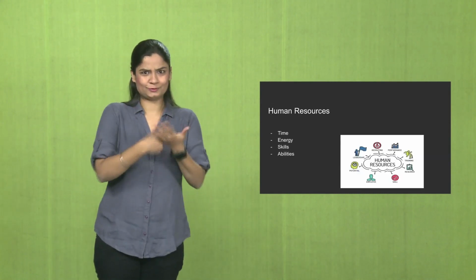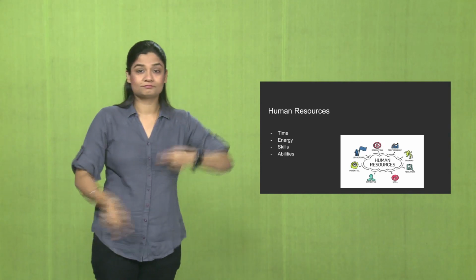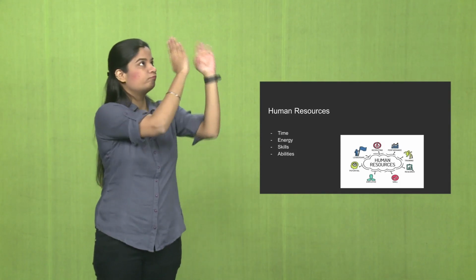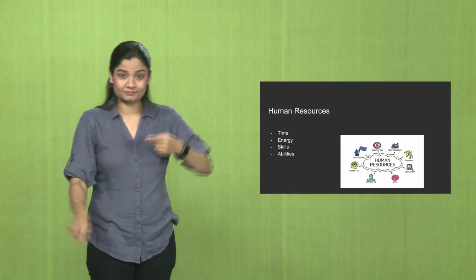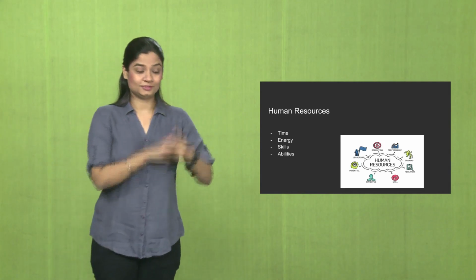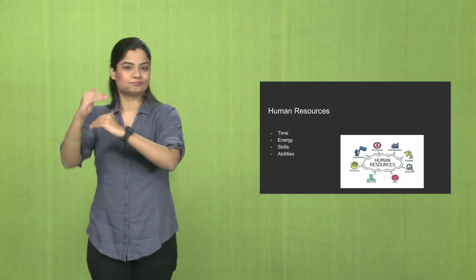First one, human resources. Resources which include something that humans can have, like time. Time is a human resource. We have to be on time, punctuality, etc. Second thing is energy. Energy is a human resource. Third is skills. Skills and knowledge that we have to do different tasks.